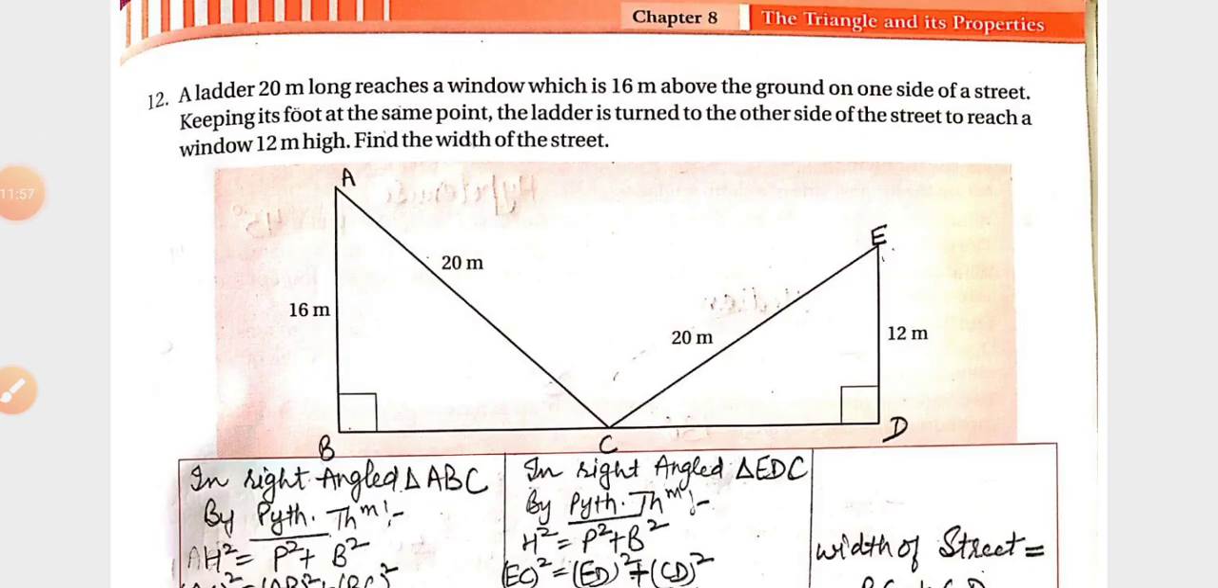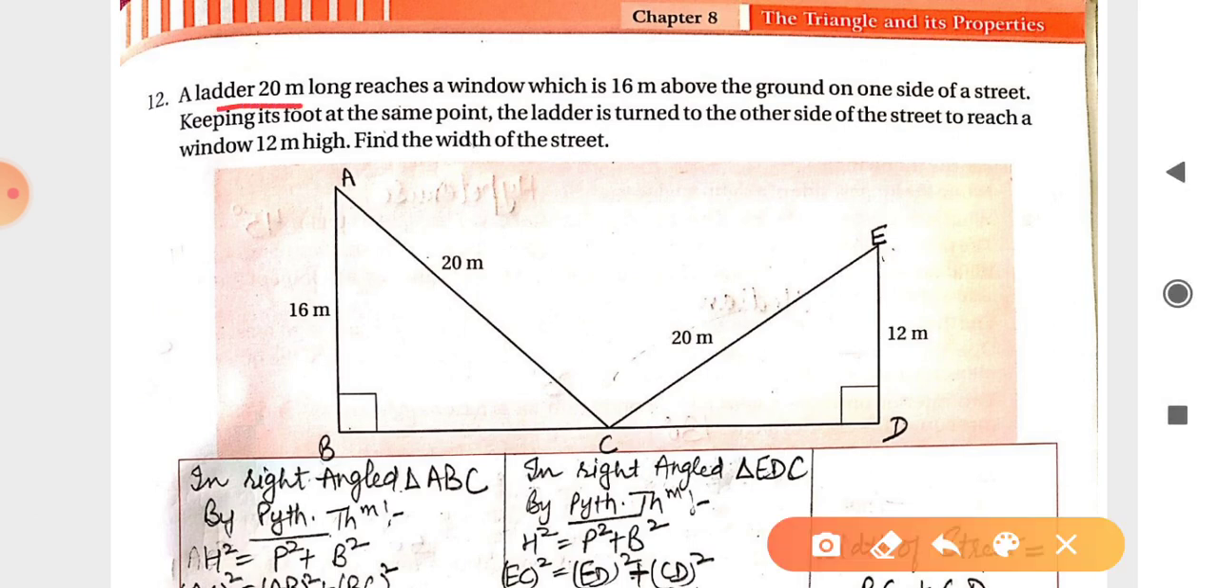And now we will discuss some different examples from the observation book. This is the 12th question in the observation book. A ladder 20 meter long reaches a window which is 16 meter above the ground. This is the ground and this is a window here at point A. There is a window and it is 16 meter above the ground, on one side of a street. This is one side of the street and this is another side of the street. And keeping its foot at the same point.